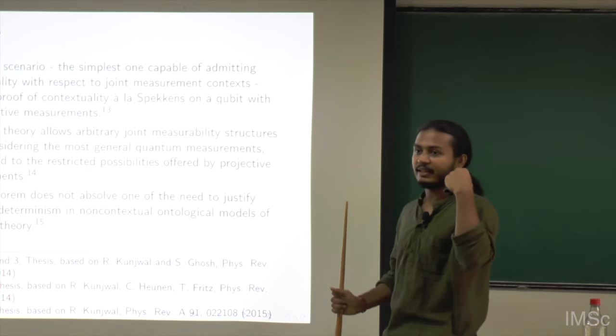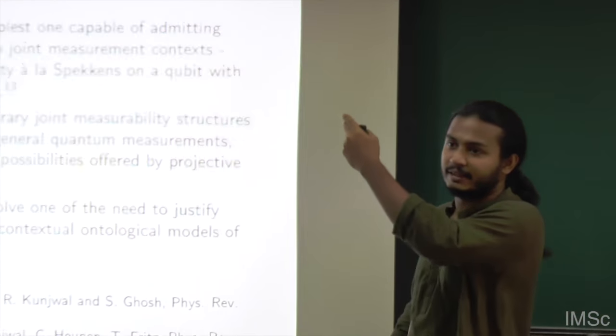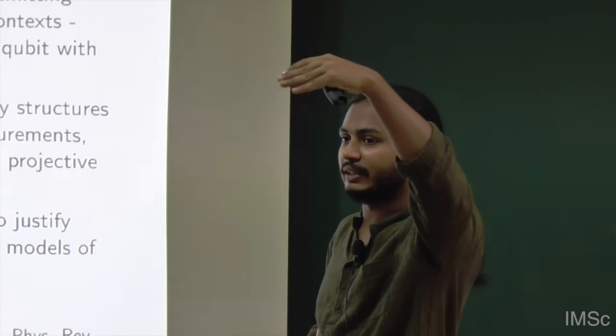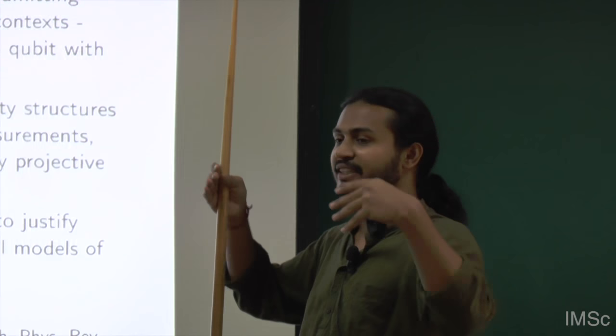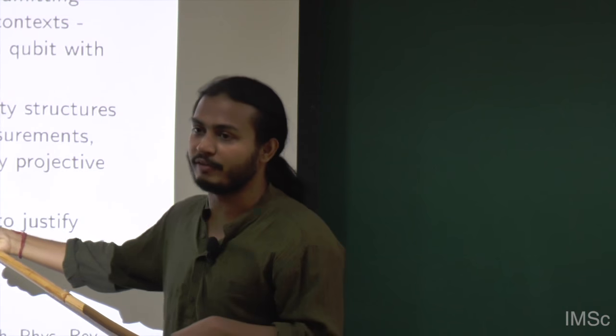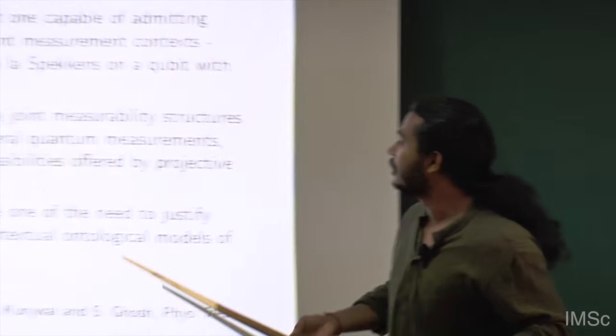But if you're considering a more general notion of a graph, which is a hypergraph, which is what I showed you, for example, that 18-ray thing is what is technically called a hypergraph, then the most general hypergraphs are also realizable with POVMs, is what we showed in this paper. It's in chapter 4 of the thesis and in this paper.